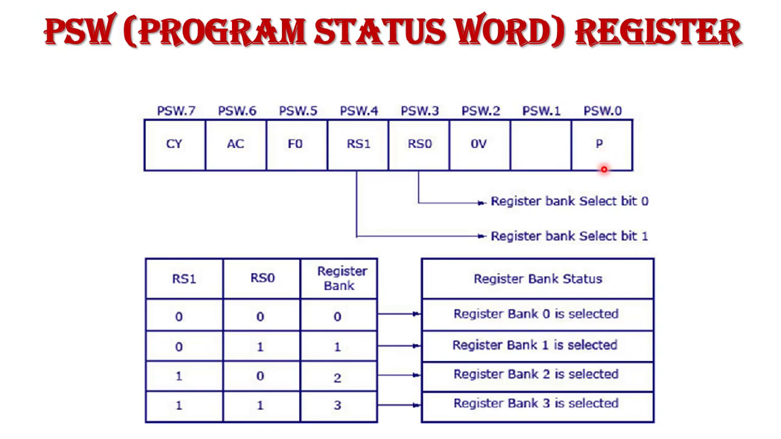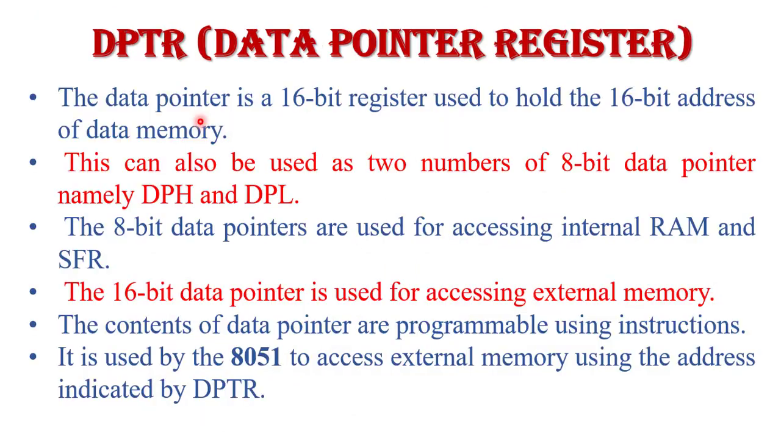This is allotted for the parity flag. This parity flag is set when, in an arithmetic or logic result, we have 8 bits. Out of the 8 bits, if the number of 1s is odd, then this parity flag bit is set, otherwise it is reset. So in this way, the program status word register reflects the status of the operation of the 8051 microcontroller.